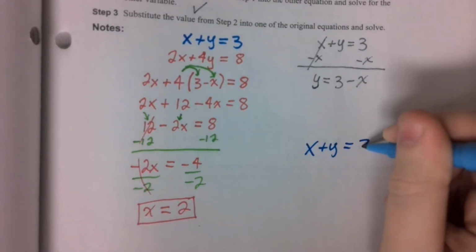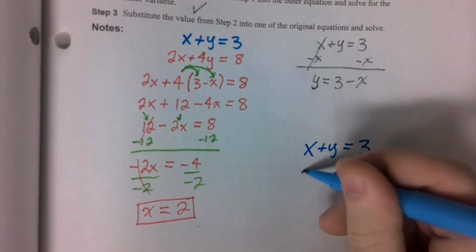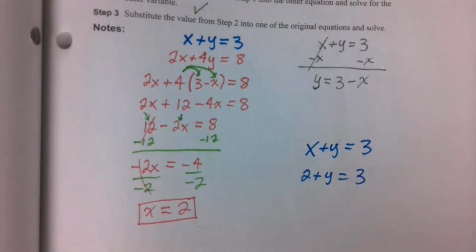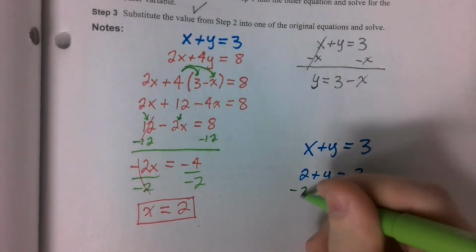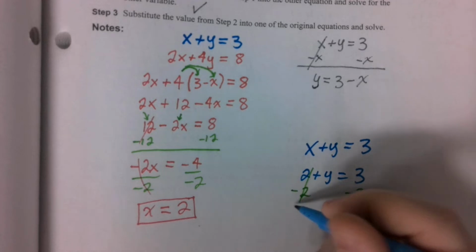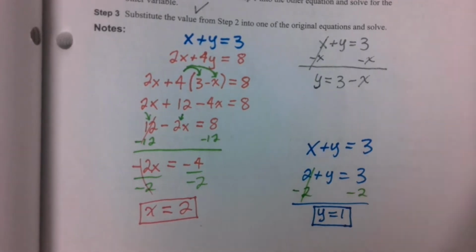If x plus y equals 3, and we know that x is 2, that means this is really 2 plus y equals 3. How do you get y by itself in this situation? Well, you would subtract 2 from both sides. These cancel out, and we end up with y equals 1. So now we have x equals 2 and y equals 1.